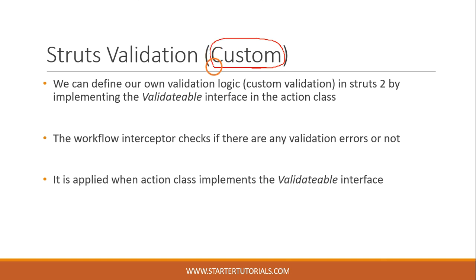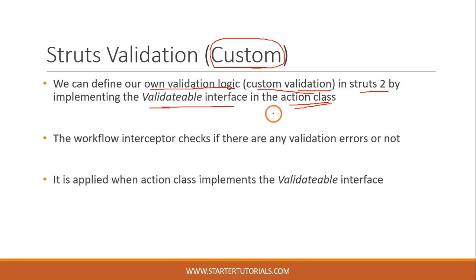We are going to look at custom validation, that means the validation which the programmer or the developer performs manually. We can define our own validation logic, which is called custom validation in Struts2, by implementing an interface called Validatable. So we create our own custom validation logic inside the action class.